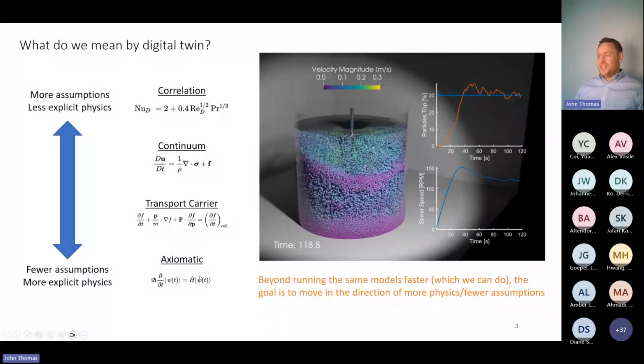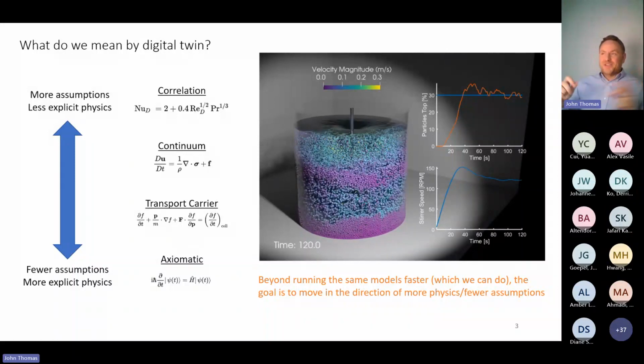And way below all this, we have axiomatic descriptions of matter, like an axiom that matter can be described as a traveling wave, and Schrödinger's equation is true. We're not down here. We're not doing DFT or first principle simulations yet at these types of scales. But with advances in GPU computing, we can get closer down to the transport carrier level description.